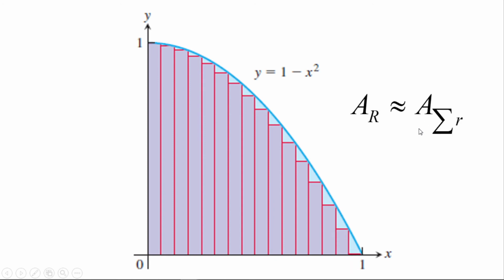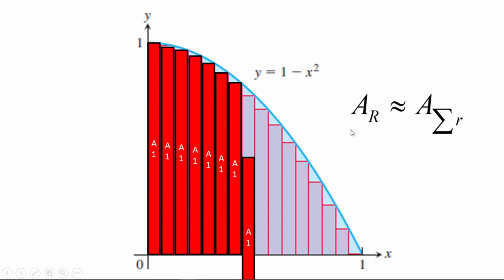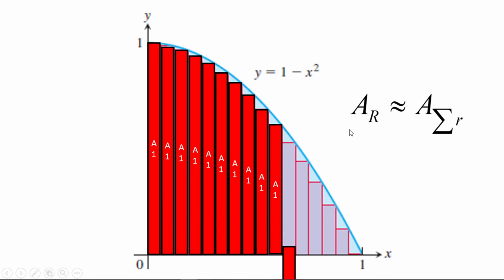So in that, we can say that the area of the region R is approximately equal to the area of the summation of rectangles, provided that the number of intervals approaches infinity. So the more intervals we have, the more rectangles we have, and the more closely we can arrive at the area of the region R.